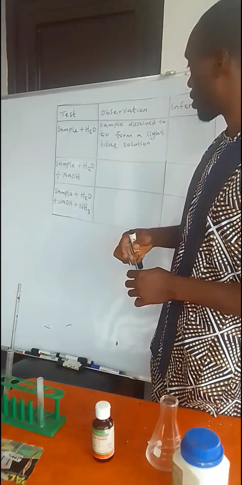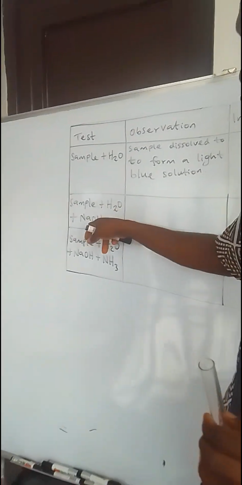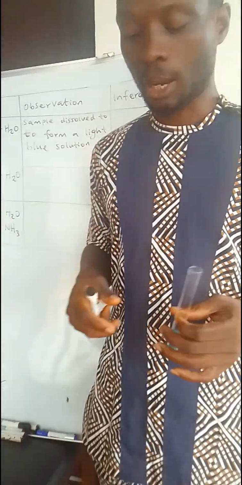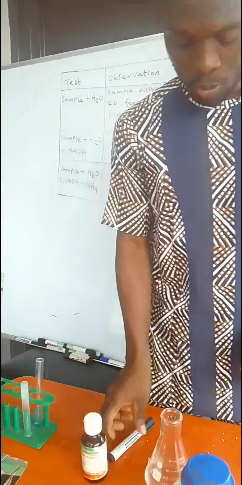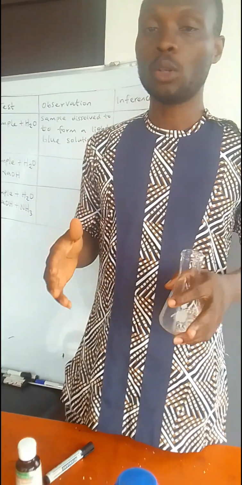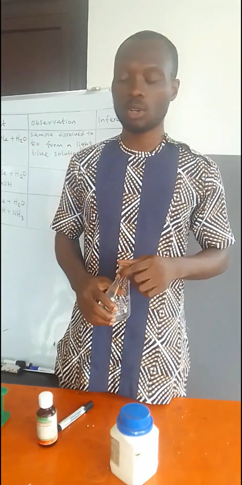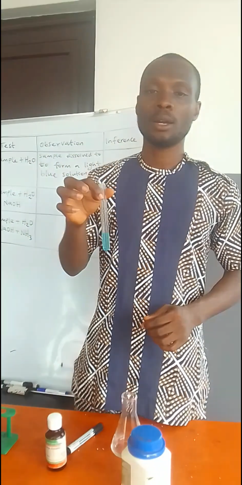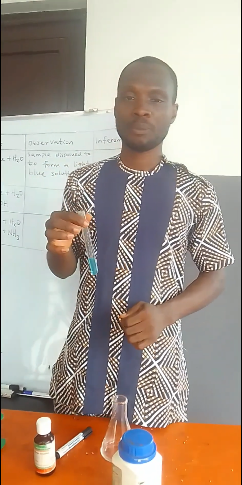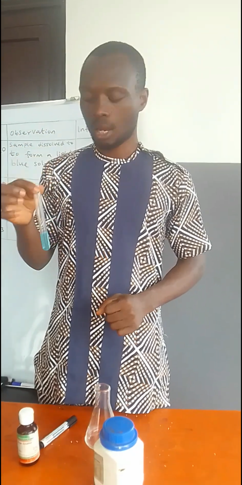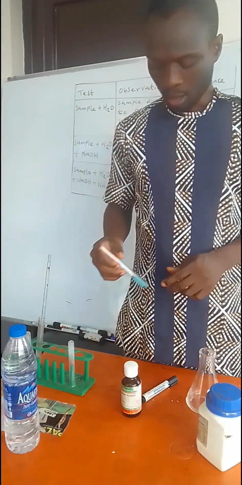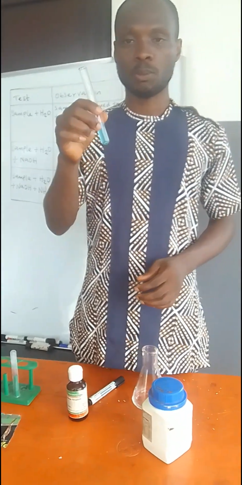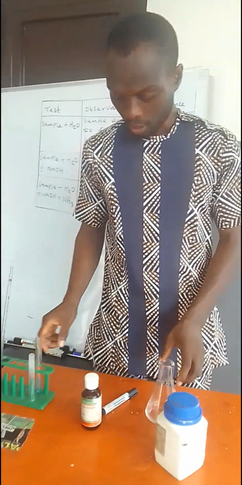So what we now have is sample plus H2O plus sodium hydroxide, to see what happens. Now we check. This is our sodium hydroxide. We want to test for the presence of copper, Cu2+. So if we pour sodium hydroxide into this sample and we obtain a blue precipitate, then we will suspect copper. Actually, the precipitate must be a blue precipitate before we suspect copper, Cu2+. Now we check.